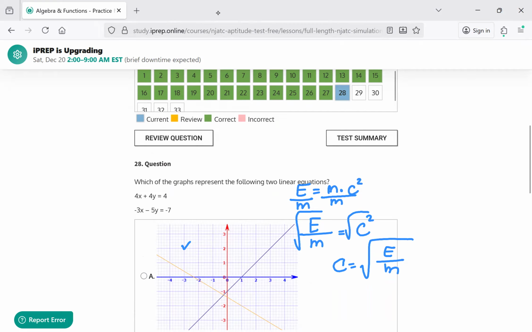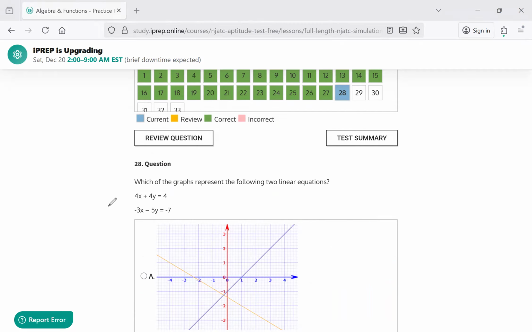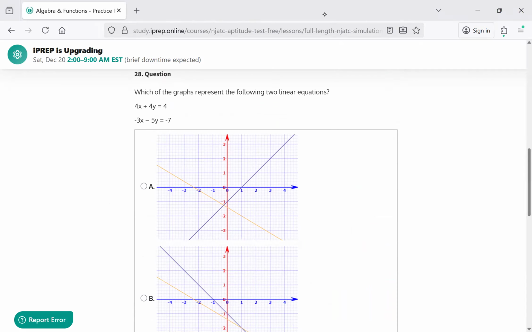28. Okay, 28. Here we have a system of equations. We want to know the correct one. So we have 4x plus 4y equals 4, negative 3x minus 5y equals negative 7. What I would do is, you could graph each linear line, right? You could do that. Or what I would do is just find the point of intersection or the solution. That would make your life easier, and then that would be your answer. So let's find the point of intersection or the solution.